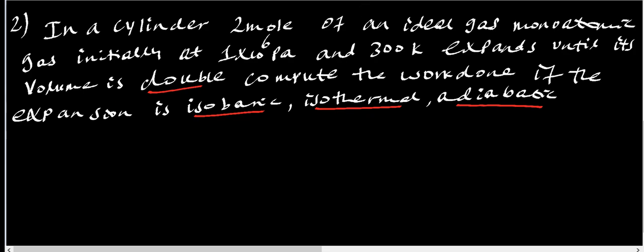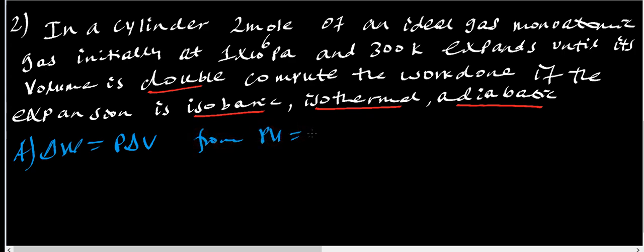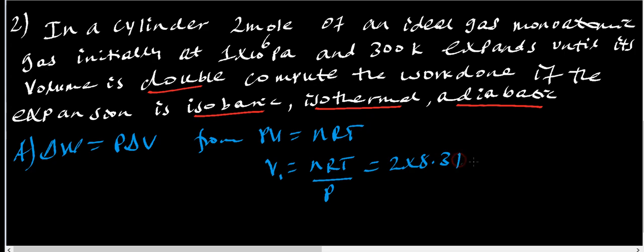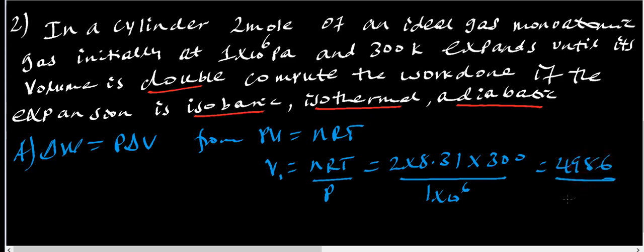process. Therefore, A እንበልና ይሄኛውን let's say A change in work done is equals to P change in V. ይሄን አለ። Then from PV is equals to gas ideal gas equation nRT አለ። ስለዚህ V1 is equals to nRT over P ማለት ነው። Then n is what? 2 mole. 2 times 8.31 times temperature 300 divided by 1 times 10 to the power of 6. ይሄኛው 4986 over what? 1 and 2 3 4 5 6 ይሆናል አይደል?